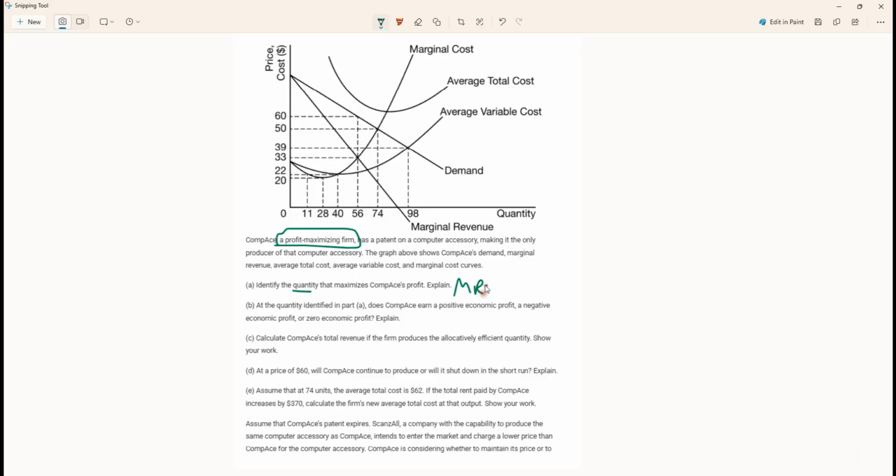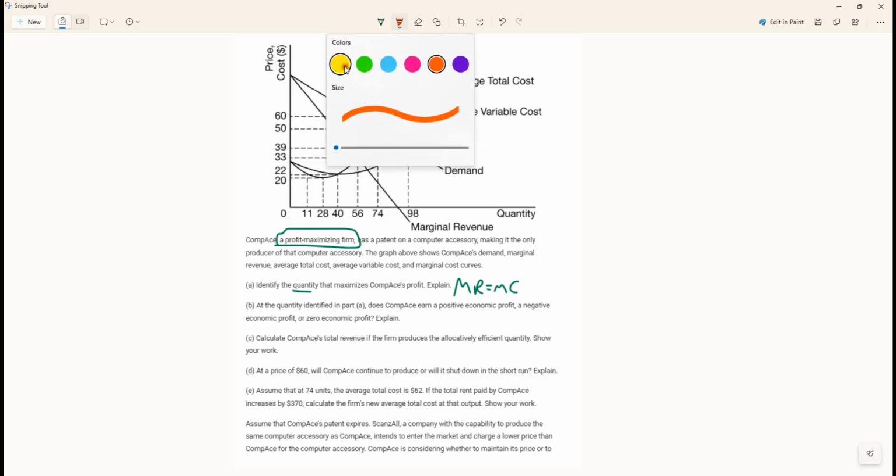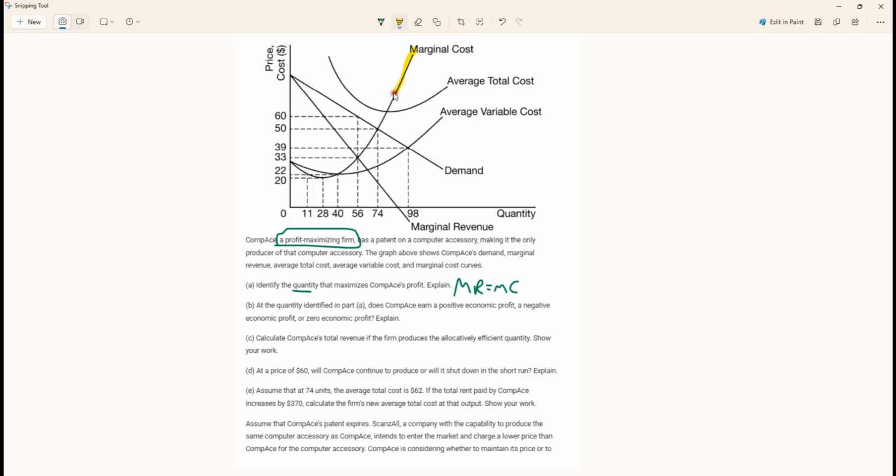It's where MR equals MC. So we want to find our marginal cost, which is this check mark one here. It kind of helps if you color it. So we're going to go to where that equals marginal revenue. So it's this one right here. So where those equal is 56. So 56 is the quantity, and you would just say that's because that's where marginal revenue intersects with marginal cost.